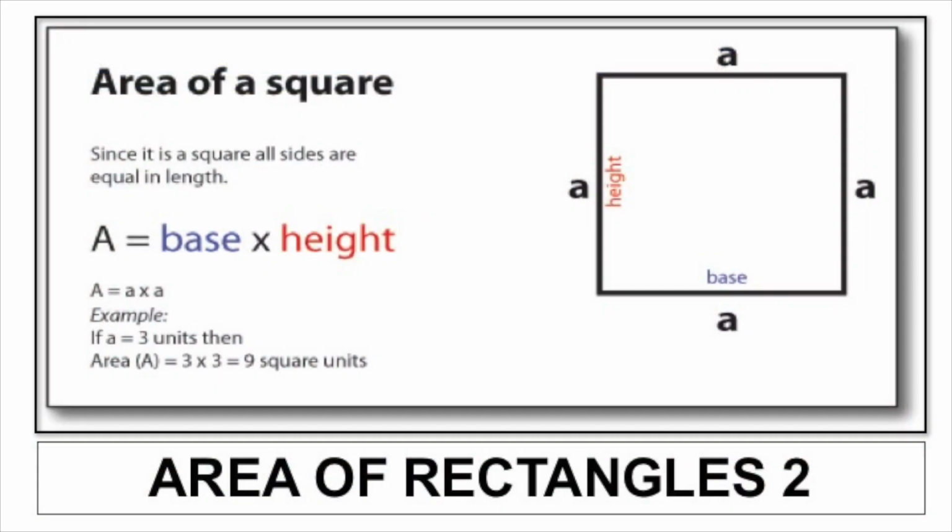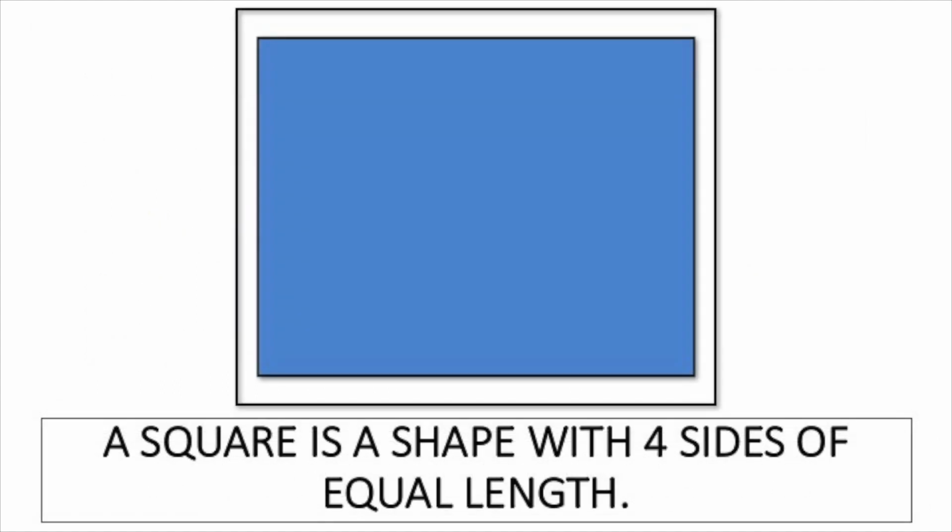So let's take a look at our PowerPoint presentation today. Area of rectangles, lesson 2. A square is a shape with 4 sides of equal length. So that's the main difference, guys, between squares and rectangles. A rectangle has 4 sides, but only opposite sides the same length. The square has all sides of the same length.